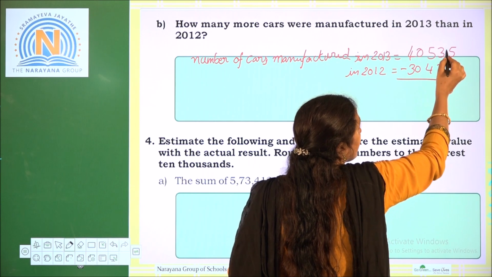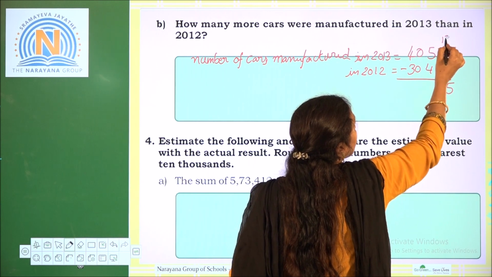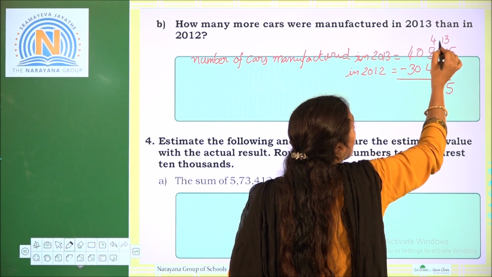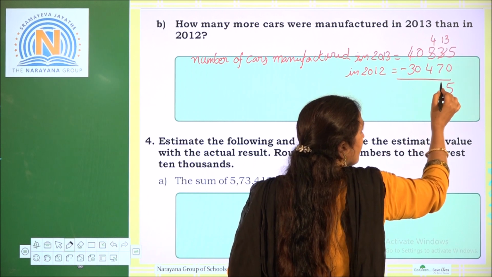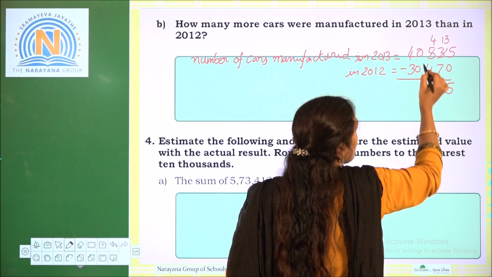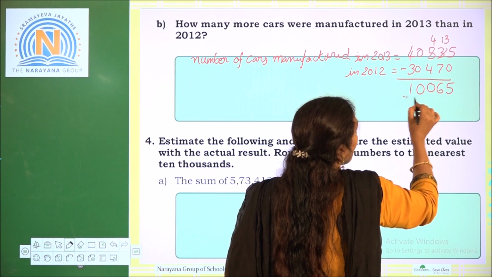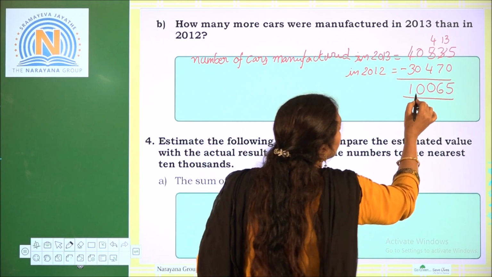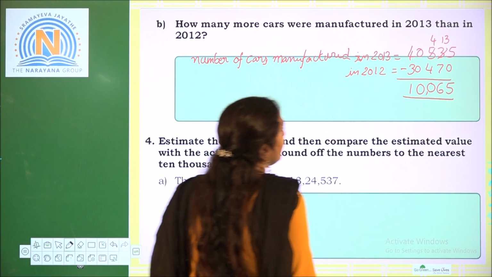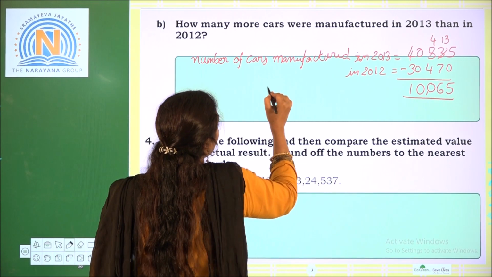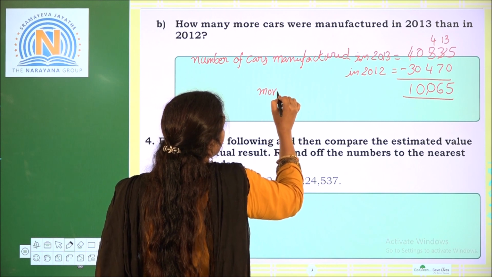3 minus 7 we cannot, so we regroup it. 3 will become 13, and this 5 will become 4. 13 minus 7 is 6. 4 minus 4 is 0. 0 minus 0 is 0. 4 minus 3 is 1. So 10,065. So more number of cars.